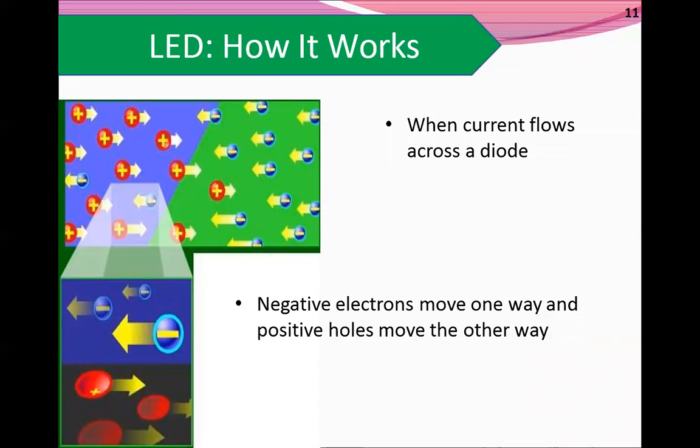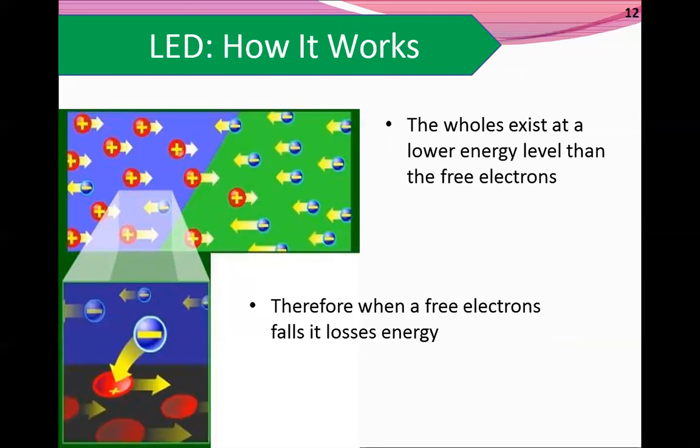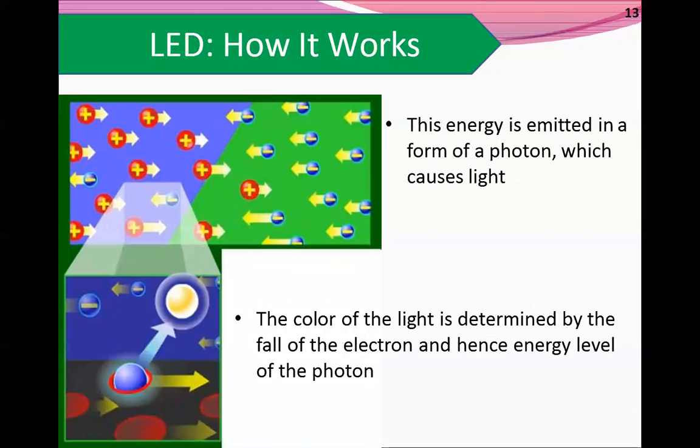When the current flows across a diode, the negative electrons move one way and the positive holes move the other way. The hole exists at a lower energy level than the free electrons. Therefore, when a free electron falls, it loses energy. This energy is emitted in the form of a photon, which emits the light.